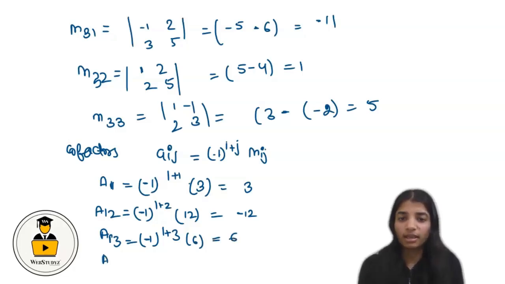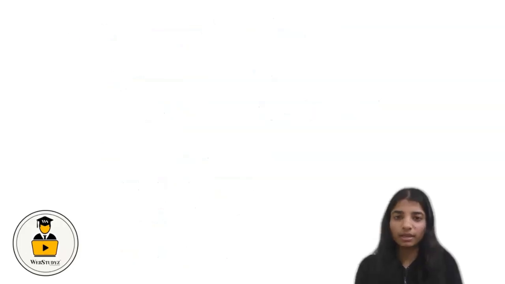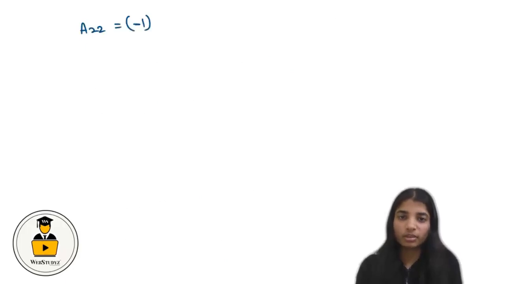In the same way, the value of A21 is equal to minus 1 raised to the power 2 plus 1 multiplied by its minor, that is minus 1. So minus 1 raised to the power 3 is minus 1. Minus 1 multiplied by the minus 1 is equal to plus 1. Now the value of A22 is equal to minus 1 raised to the power 2 plus 2 is 4 multiplied by its minor, that is equal to 5. Minus 1 raised to the power 4 is plus 1. Plus 1 multiplied by the 5 is 5.